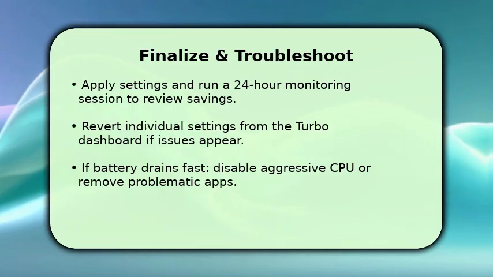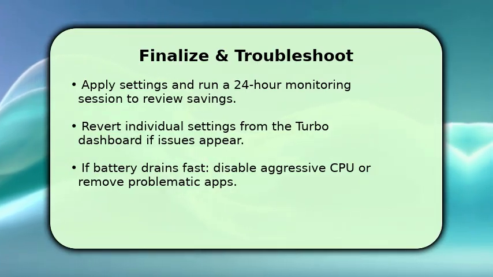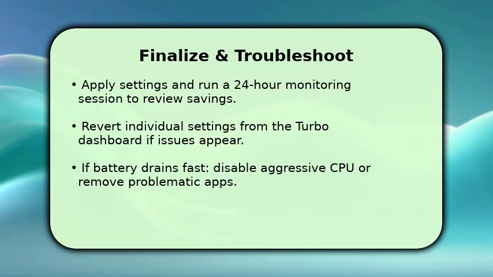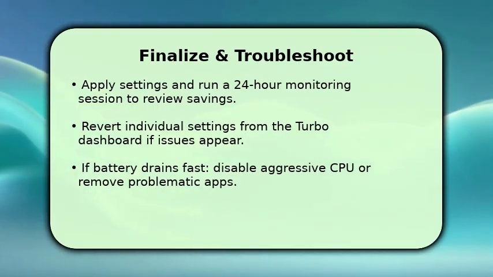Check the Turbo dashboard metrics to confirm battery percentage trends and CPU usage. Make incremental adjustments rather than sweeping changes. If you encounter slow notifications or app failures, revert specific rules from the dashboard or relax CPU throttling.